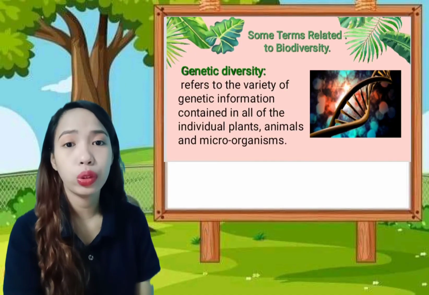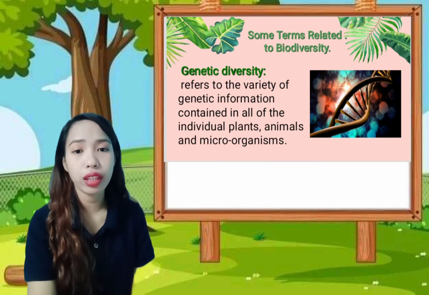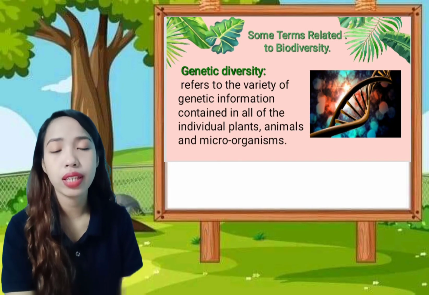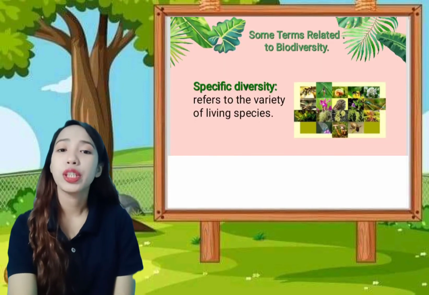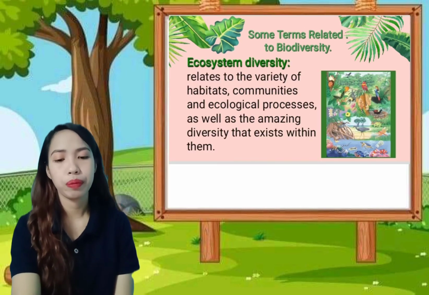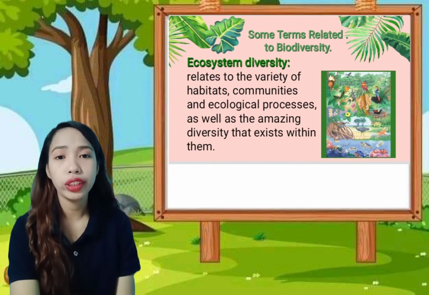Some terms related to biodiversity. Genetic diversity refers to the variety of genetic information contained in all of the individual plants, animals, and microorganisms. Specific diversity refers to the variety of living species. Ecosystem diversity relates to the variety of habitats, communities, and ecological processes, as well as the amazing diversity that exists within them.